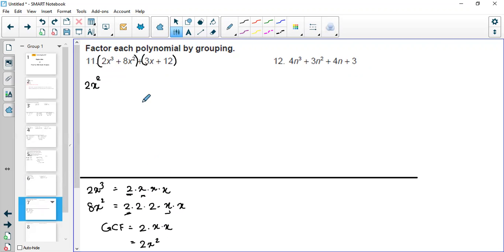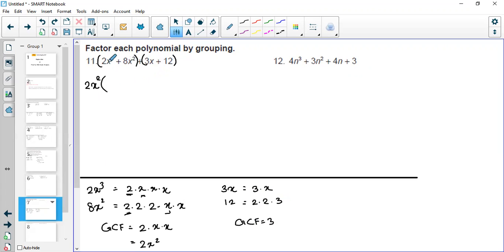Okay? And how about the GCF of 3x and 12? So the GCF of 3x and 12, this is going to be 3 multiplied by x, this is going to be 2 multiplied by 2 multiplied by 3. So which means the GCF is going to be 3. Right, so we have found the GCF of this binomial and this also.